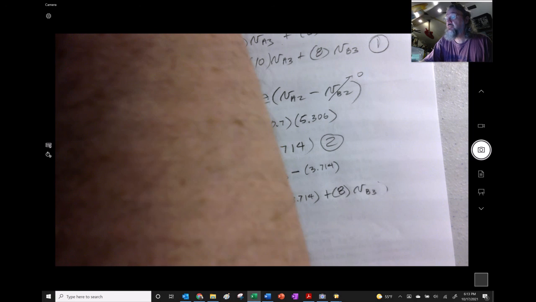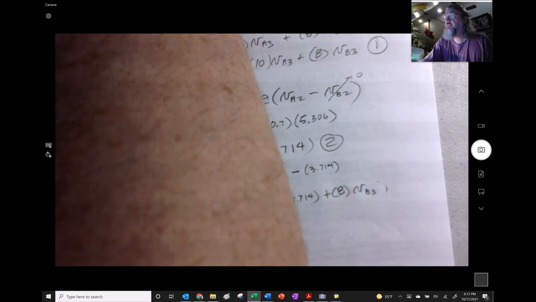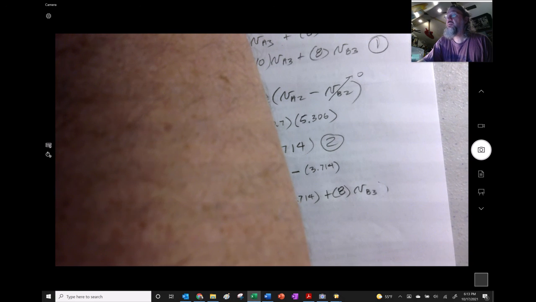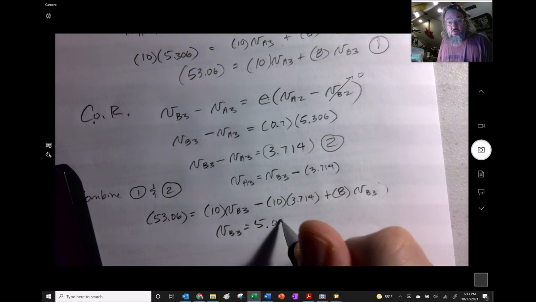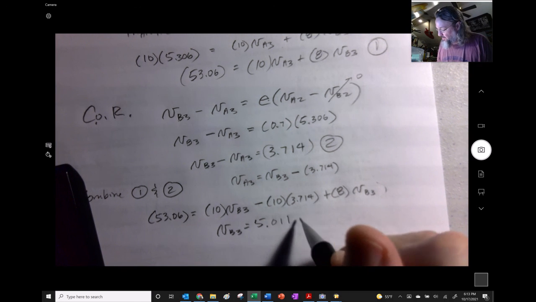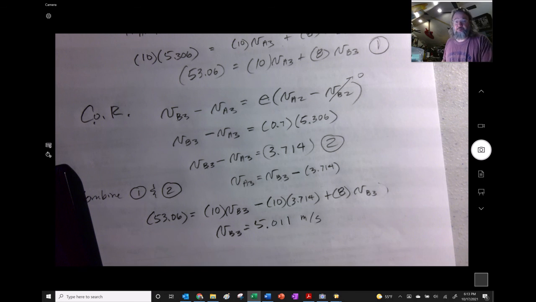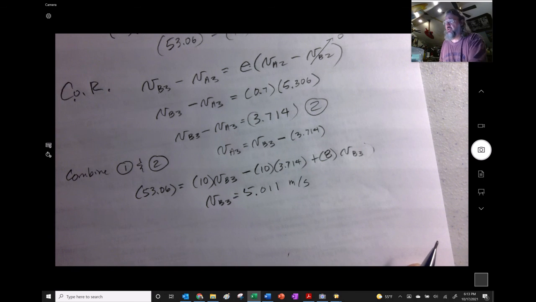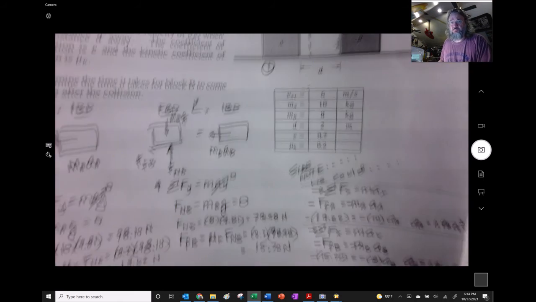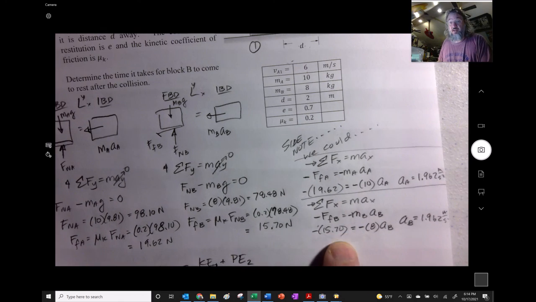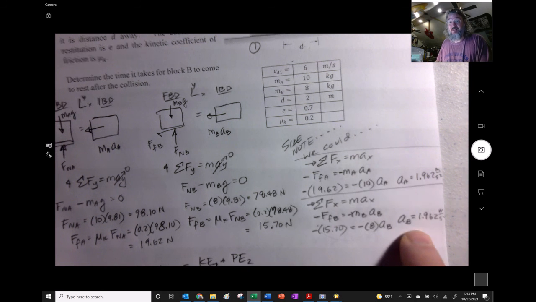Let me double check that I got the right pace for this. 5.011 meters per second. Right. Now the last thing I need to do is find the time it's going to take for this thing to come to an end. Well, I could do it by Newton's second law because I have this deceleration right here.